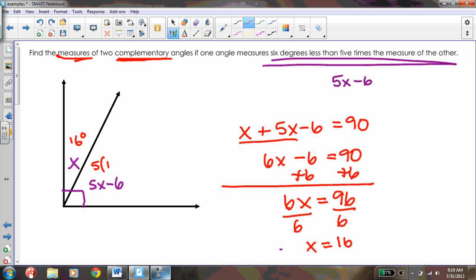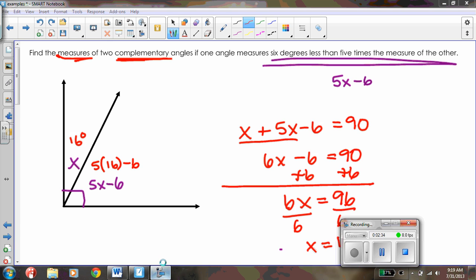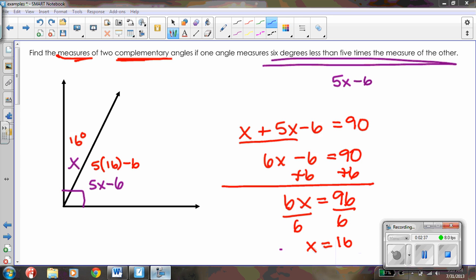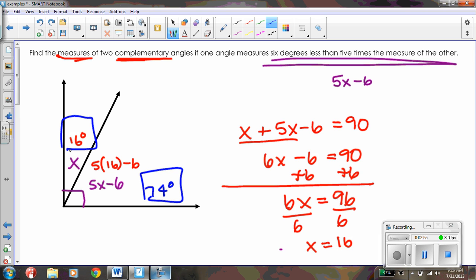I have to plug in 16 for x. Five times 16 is 80, and 80 minus 6 is 74. I can always check myself by adding the two up. 16 plus 74 does equal 90. So 16 degrees and 74 degrees would be my solution.